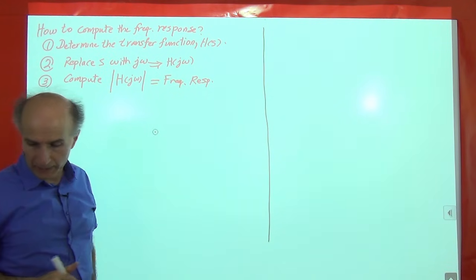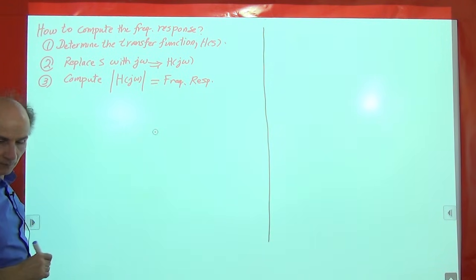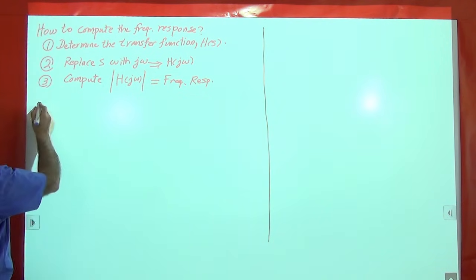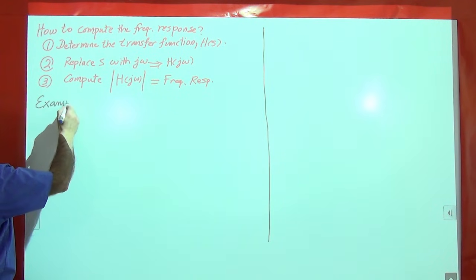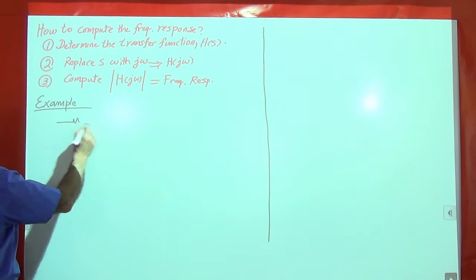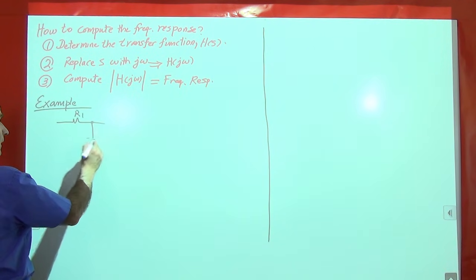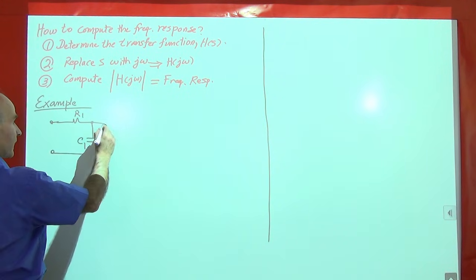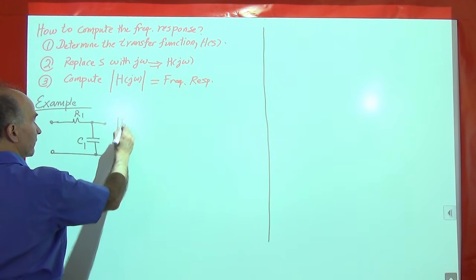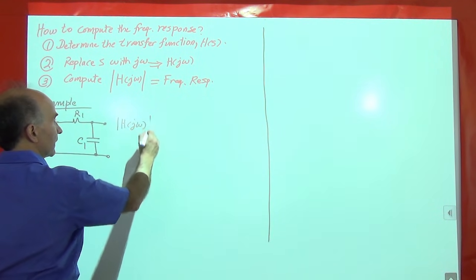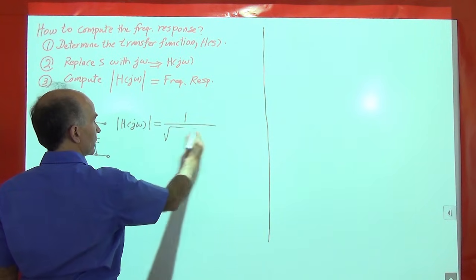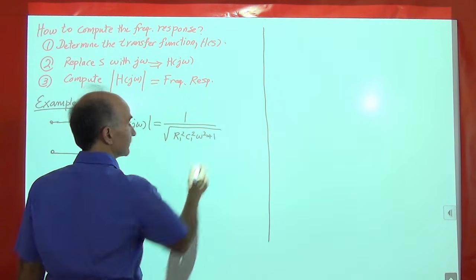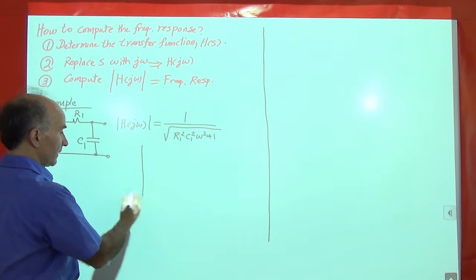All right, so let's go through this example again that I just showed you. Example. So this is a very simple circuit, but it can teach us a lot before we get into more complicated circuits. So remember, we found the transfer function for this circuit, and we saw that the frequency response is given by 1 over the square root of R1 squared, C1 squared, omega squared plus 1. Okay, so I will plot that again.